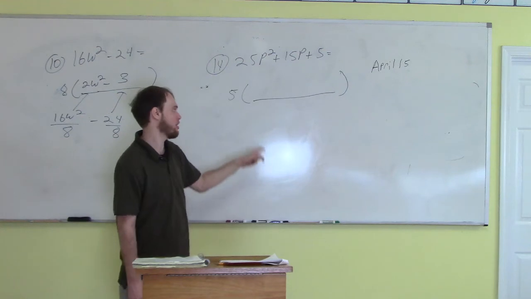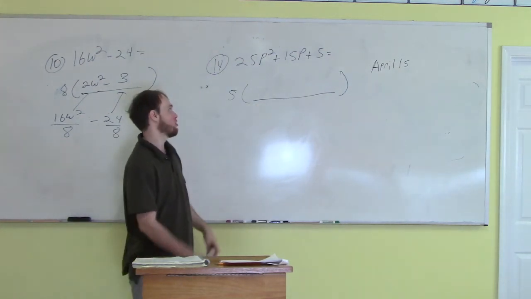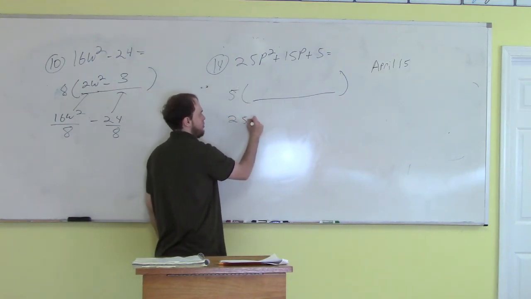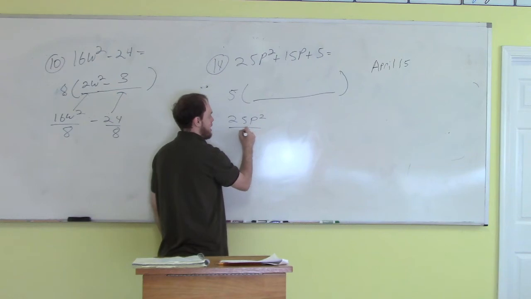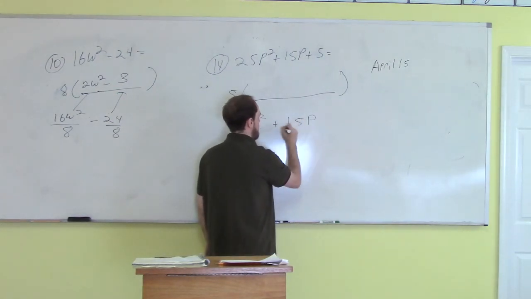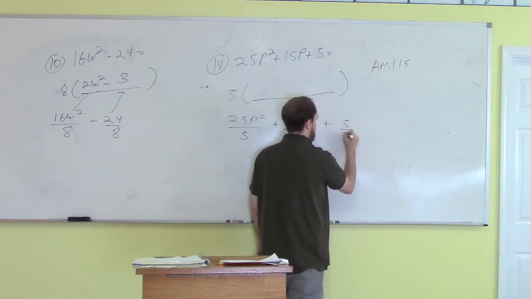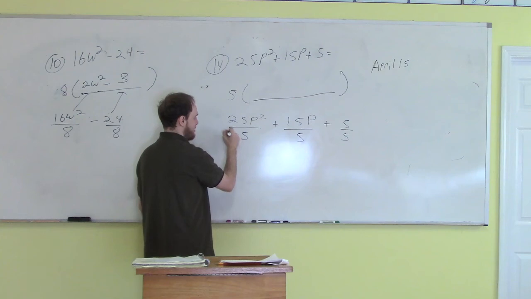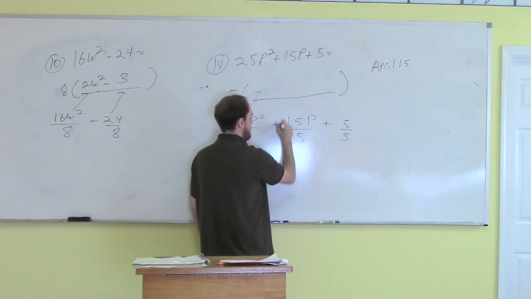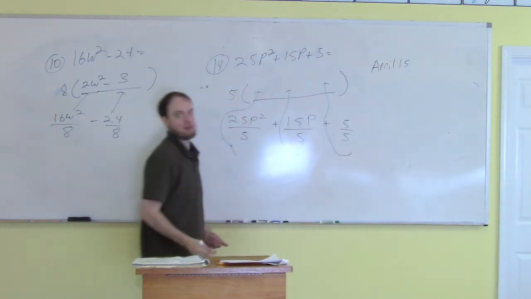So what they want to know is, okay, we divided it, we're going to pull out the 5, so what's left? And so you're just going to do the first term divided by 5, so you do 25p squared divided by 5. Then you're going to do 15p divided by 5, and then you're going to do plus 5 divided by 5. Whatever this answer is, goes there. Whatever this answer is, goes here. And then whatever this answer is, goes there. And so that's all you're really doing.